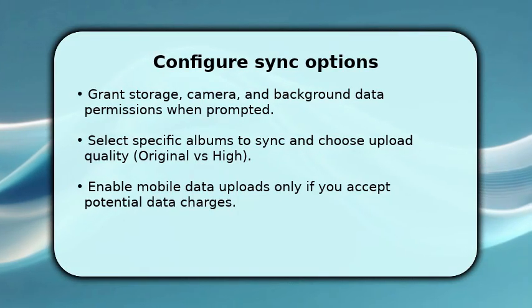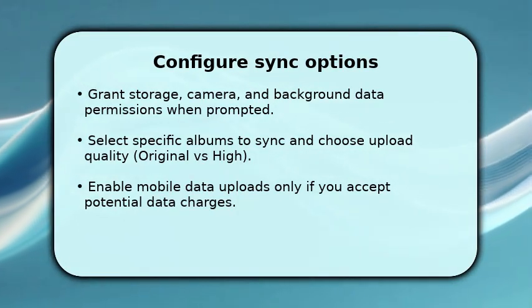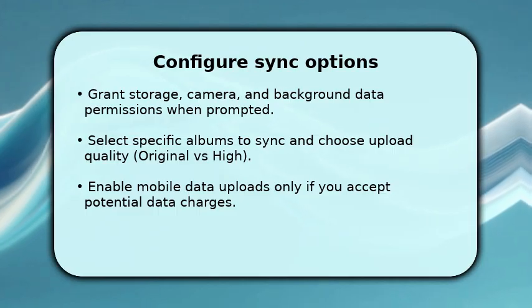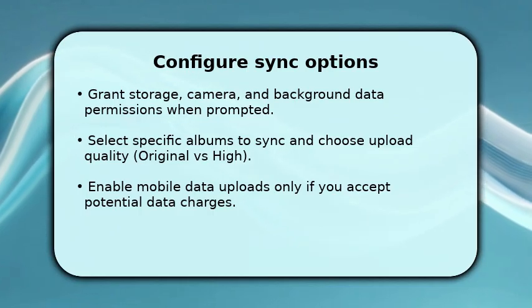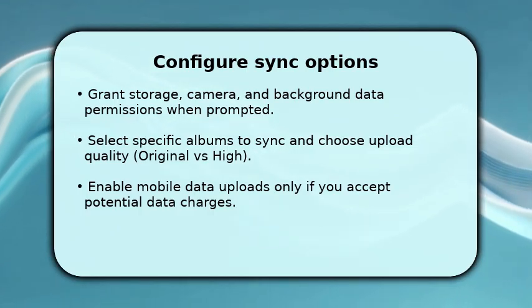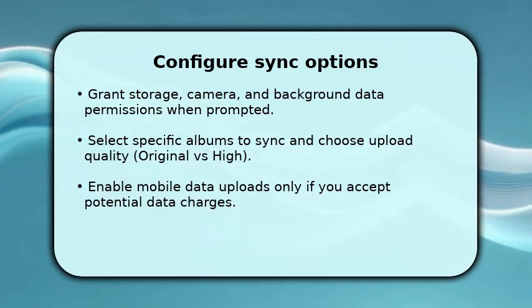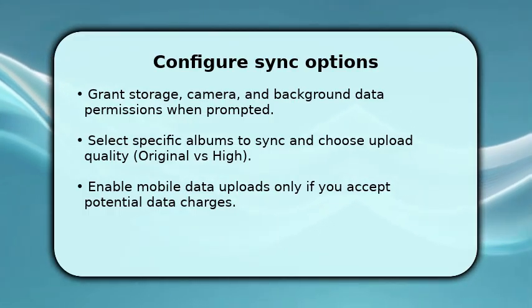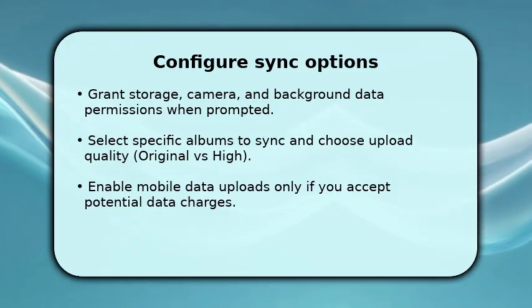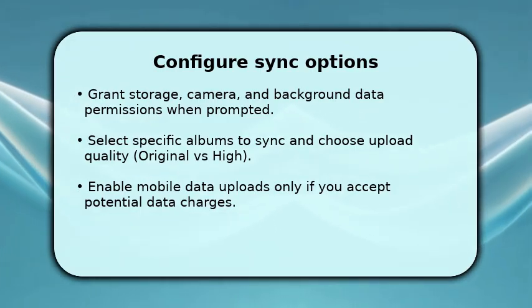Next, you configure what and how the gallery uploads. Grant the app permissions for storage and background activity so sync can run reliably, without them uploads stall. Then pick which albums to sync and set upload quality. Original preserves full resolution, high saves space and uploads faster. Make sure you toggle mobile data uploads on only if you want them, otherwise limit syncing to Wi-Fi. Once configured, Gallery will queue items and begin transferring in the background.